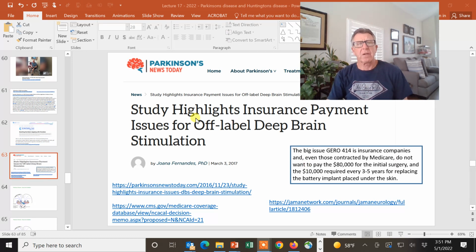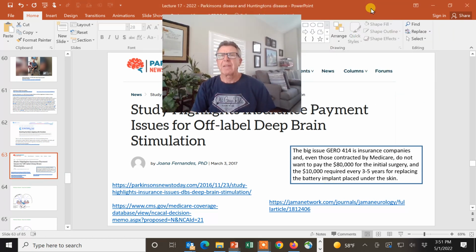And this is just kind of a sad statement. Okay, it's 2017, and how insurance pays is a big issue. Insurance companies don't want to pay for deep brain stimulation, all right? It's $80,000 for the initial surgery, okay? And then $10,000 is required every 3 to 5 years for replacing the battery implants under the skin, like I talked about, all right?